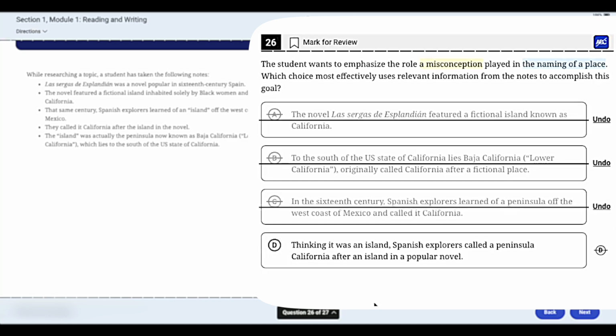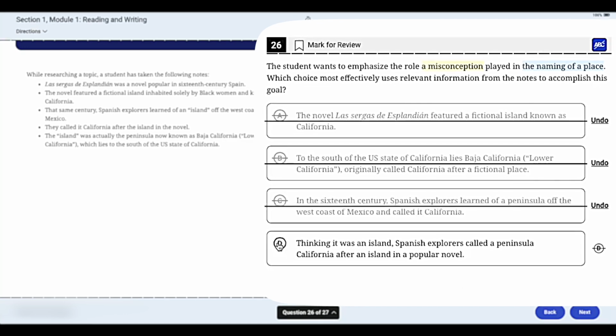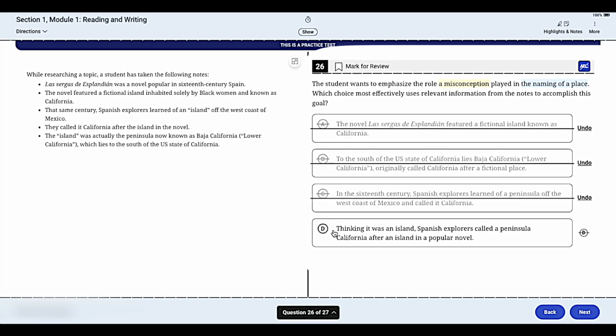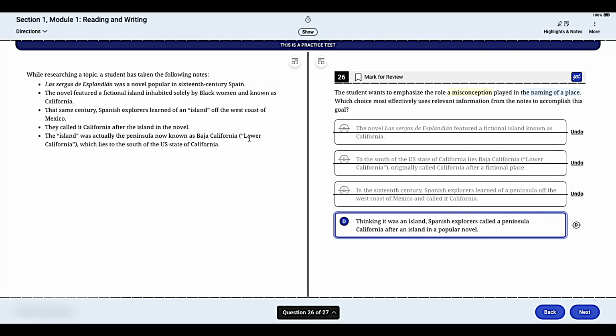And then hopefully our answer is D, thinking it was an island. That's a misconception. Spanish explorers called a peninsula California after an island in a popular novel. Boom. So we have the misconception, we have the naming of a place, so we're good to go. And we didn't have to look at our notes.